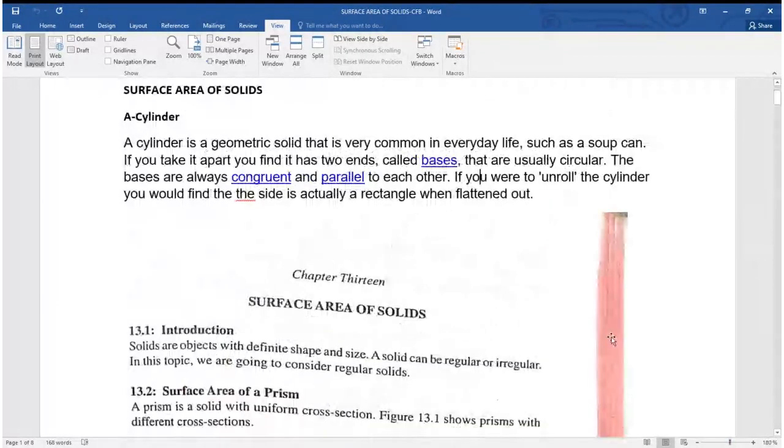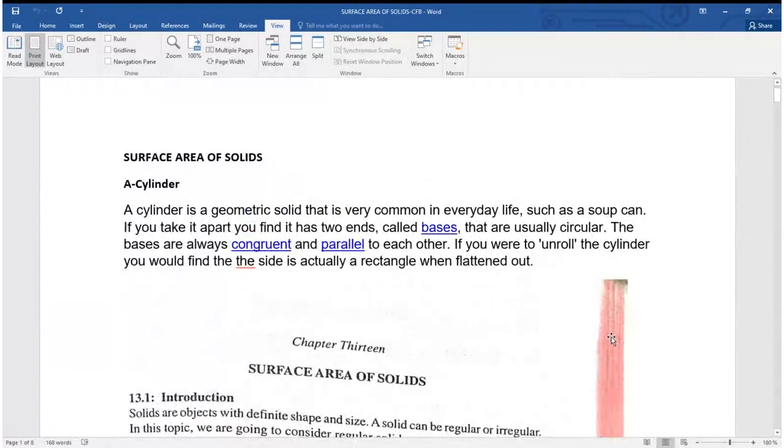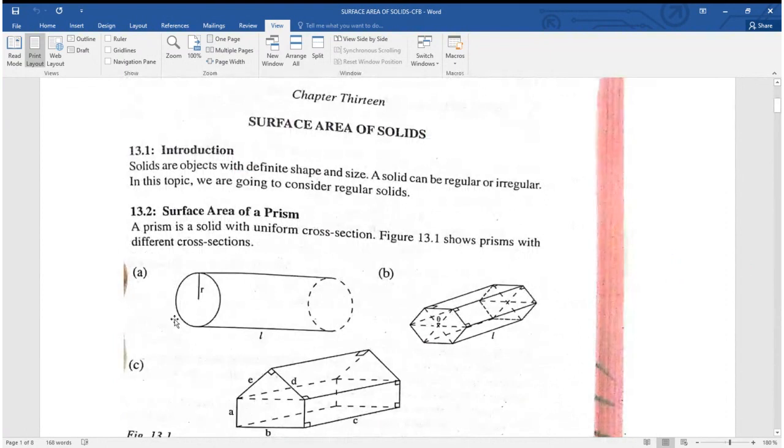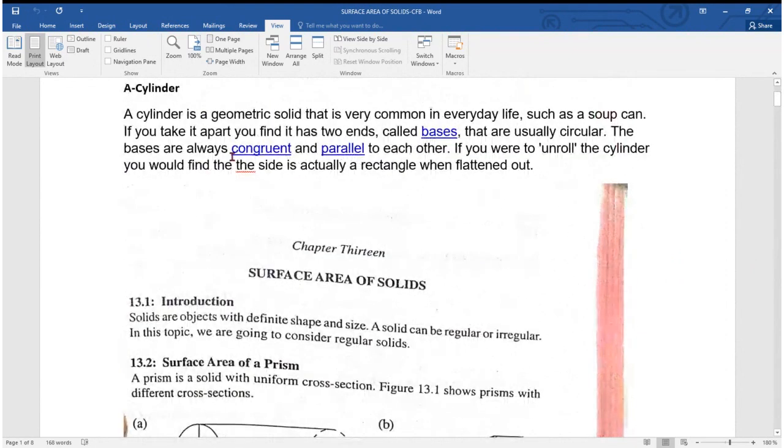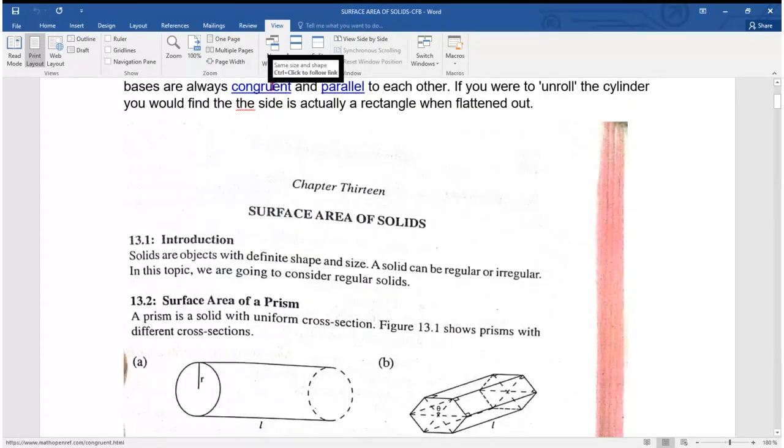Okay, so a cylinder is a geometric solid that is very common in everyday life. Okay, but the most important thing that I want to say is it has two ends called the bases. Okay, and the bases are congruent and are parallel to each other. Now, if you look at this solid that you can see here, number A, this is what we call a cylinder. These are the ends, and the ends of a cylinder, we have said they are equal, okay? And the bases are always congruent and parallel. So it means they are similar and they are parallel.